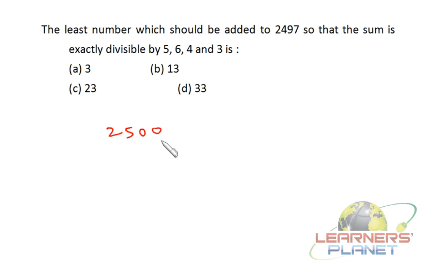Now let's see whether 2500 is divisible by all of them or not. It is divisible by 5, yes. It is not divisible by 6 since it is not divisible by 3, because the sum of digits is not divisible by 3. So 3 cannot be the right choice. Now 2497 plus 13 will give 2510.